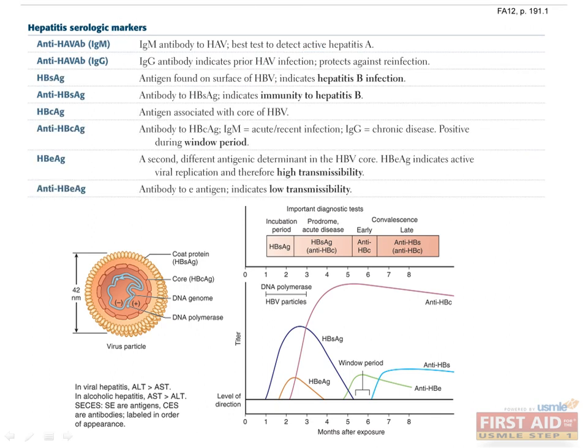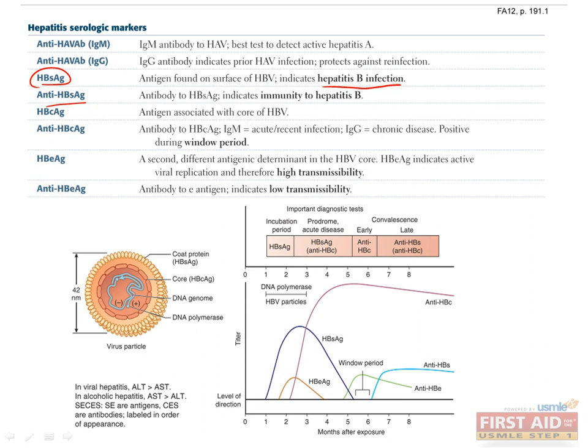Now let's move on to the markers for hepatitis B. Hepatitis B antigen is the surface antigen found on hepatitis B virus. If you see hepatitis B surface antigen in a patient's blood, this indicates that the patient has a hepatitis B infection. If you were to see that the patient had antibodies against the hepatitis B surface antigen, then the patient has immunity against hepatitis B.